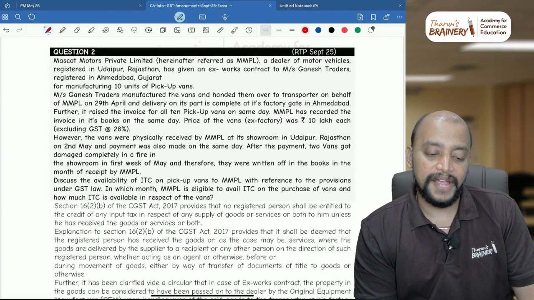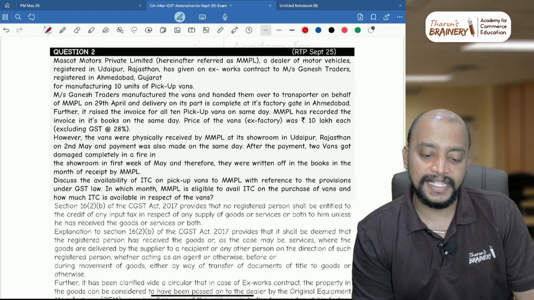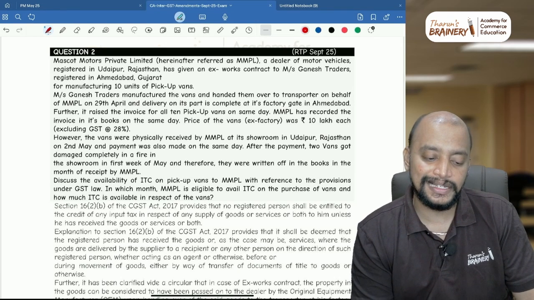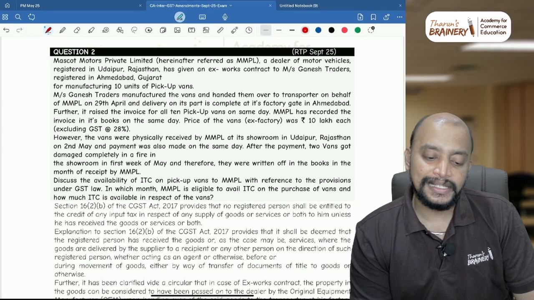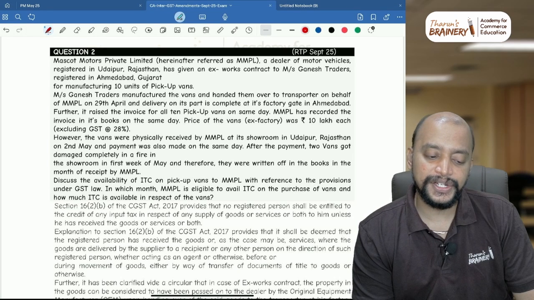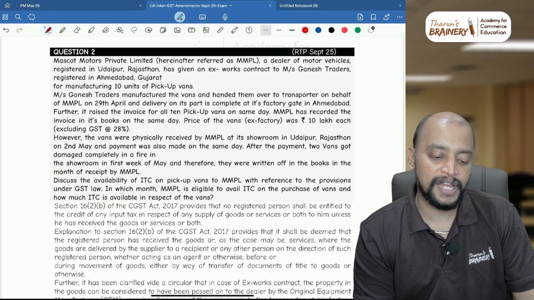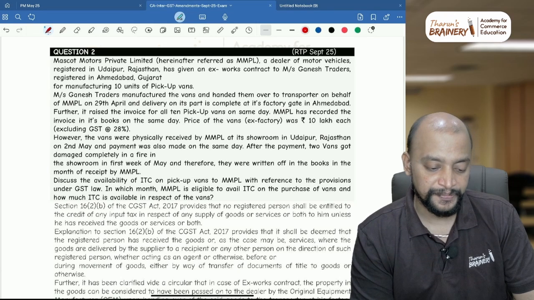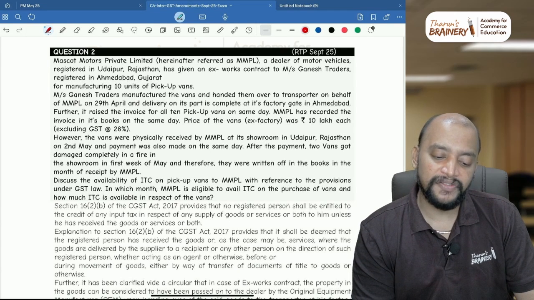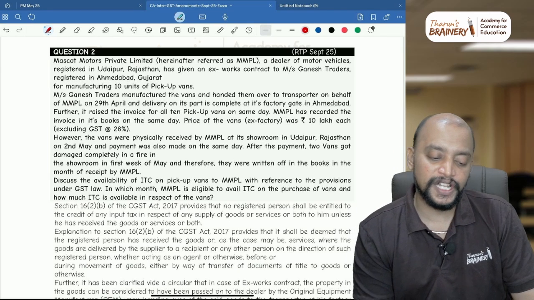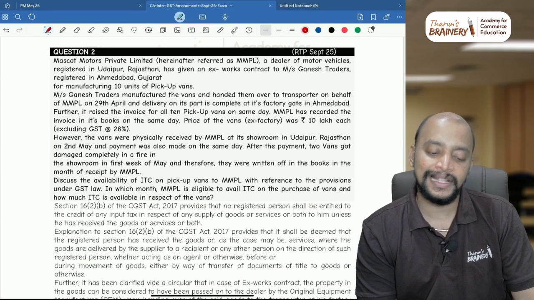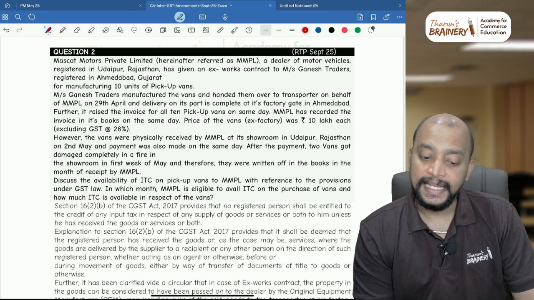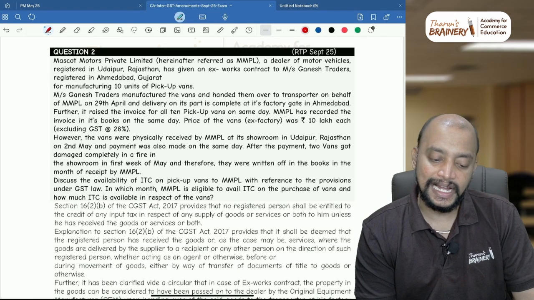Okay. Next, question number 2, it's an RTP question. Muscat Motors Private Limited, hereinafter referred to as MMPL, a dealer of motor vehicles registered in Udaipur, Rajasthan, has given an Ex-Works contract to Ganesh Traders registered in Ahmedabad, Gujarat for manufacturing 10 units of pickup vans. Messrs. Ganesh Traders manufactured the vans and handed them over to the transporter on behalf of MMPL on 29th April, and delivery on its part is complete at its factory gate in Ahmedabad.